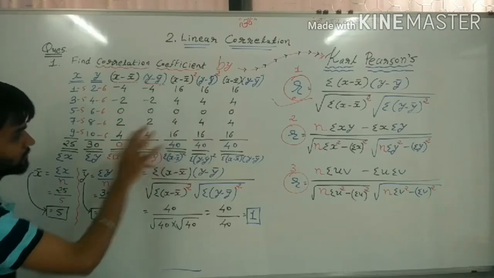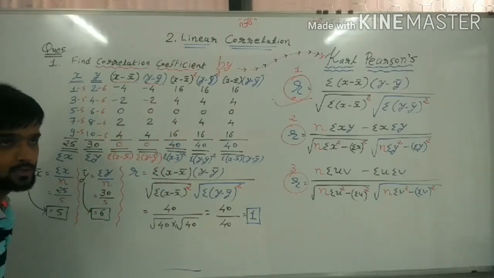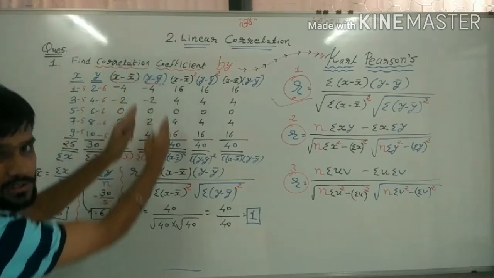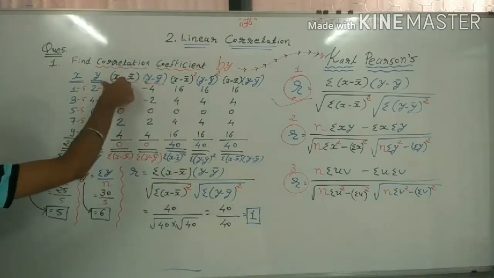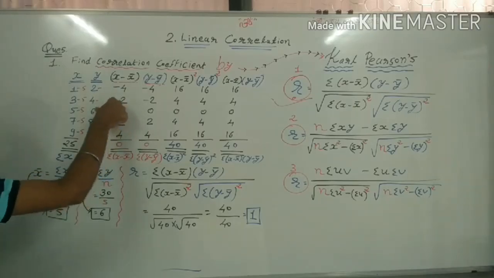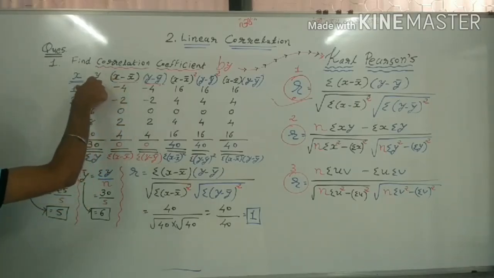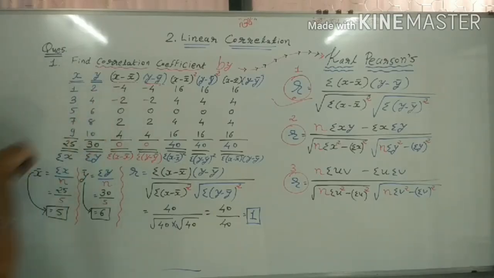6 minus 6, 0. 8 minus 6, 2. 10 minus 6, 4. So we get the column y minus y bar. Now, this is your original question.